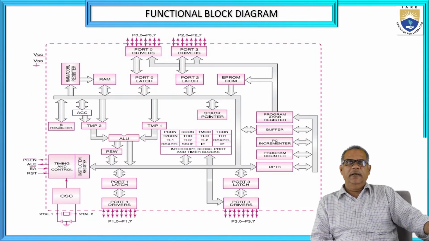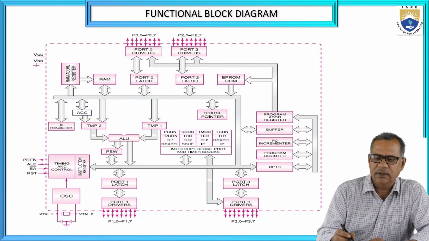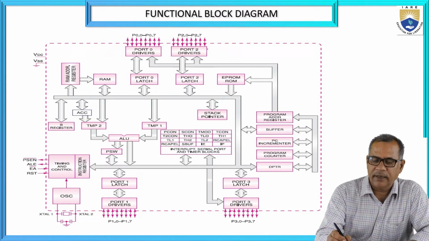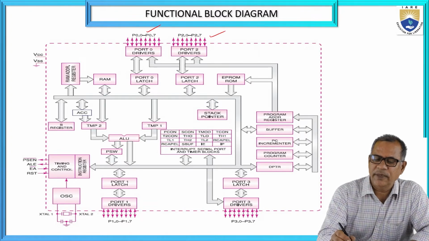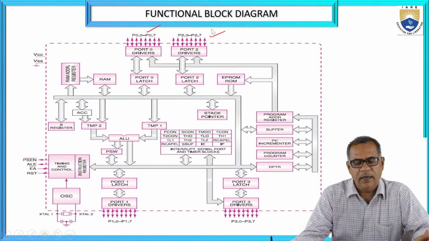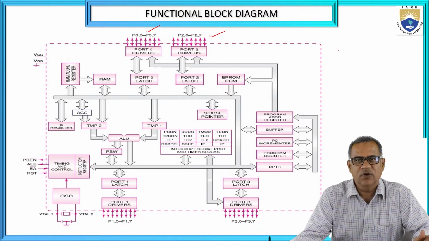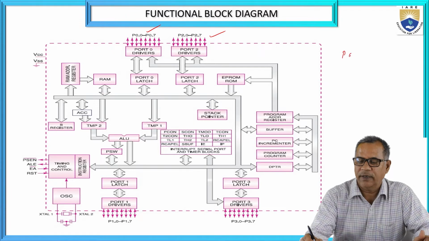So this is the detailed block diagram of the 8051 microcontroller. This is port 0, which has 8 pins, and port 2, which has 8 pins, and these 8 pins are designated as P2.0 to P2.7. And port 0's 8 pins are designated as P0.0 to P0.7. So these are the 8 pins.